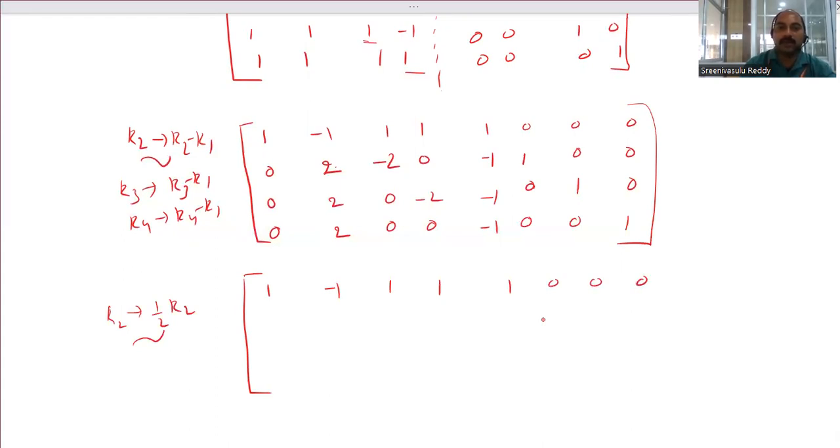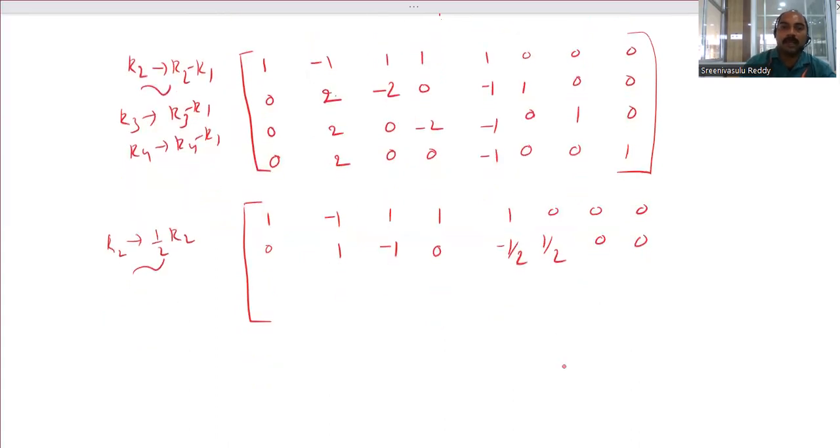Second row becomes 0 by 2, means 0; 2 by 2, 1; minus 2 by 2, minus 1; 0 by 2, 0; minus 1 by 2; plus 1 by 2; 0, 0. Just here I apply the operation for the second row only, not other rows. As you wish, by practice you can apply any manner, but our intention is to find A inverse.